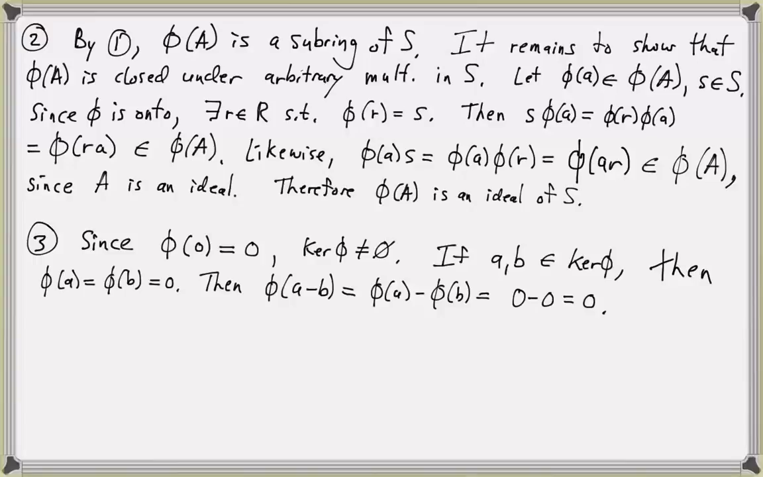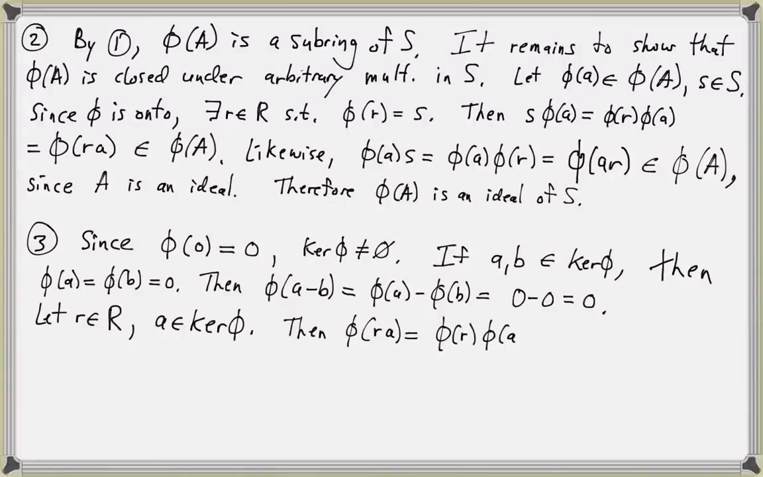Now let's let R be an arbitrary element of the ring R. And again, let's let A be in the kernel of phi. So we need to show that the products RA and AR are both contained in the kernel of phi. Well, phi of RA will equal phi of R times phi of A, which equals phi of R times 0, which will be 0. So we see that RA is in the kernel of phi.